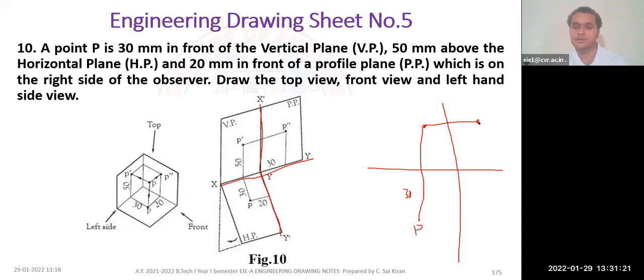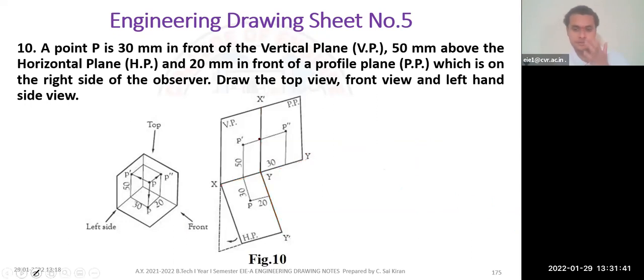In order to join these two, I can take a 45 degrees line, or I can take a compass. If I have a compass without any errors, then I can directly join with the compass, or else I'll take a 45 degrees line and project this line till here and this line till here, then it will be joined. Okay.